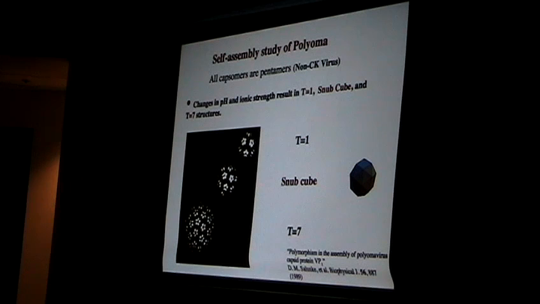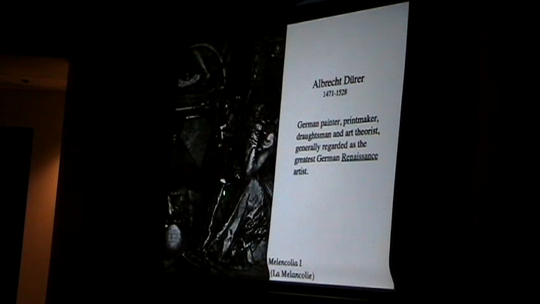But then I learned about the self-assembly study of polyoma in vitro. We see that all capsomers are pentamers, and changes in pH and ionic strength resulted in T equals 1 snub cube and T equals 7 structures. However, in vivo, in nature, you can never see a snub cube. It has only been seen in vitro. Thinking about this, I saw this nice work of Albrecht Dürer that has a snub cube here, and this lady sitting there doesn't know, I don't know either, why we have a snub cube in vitro but not in vivo.